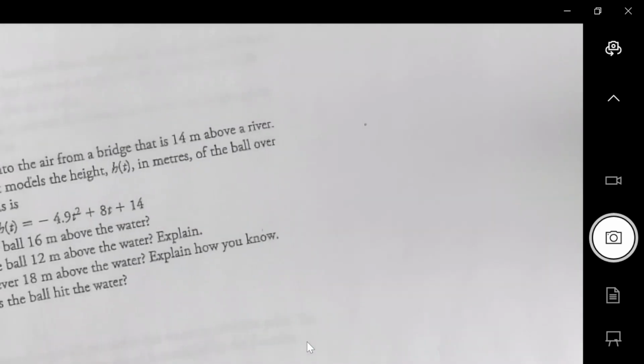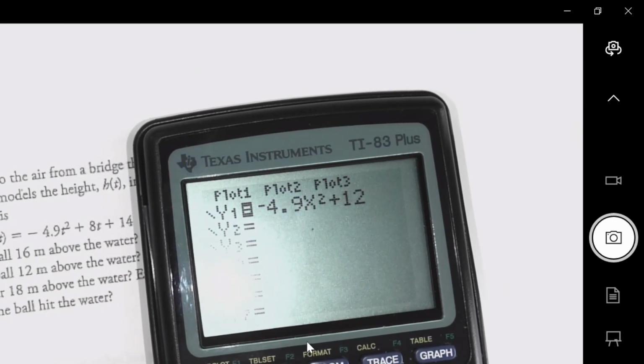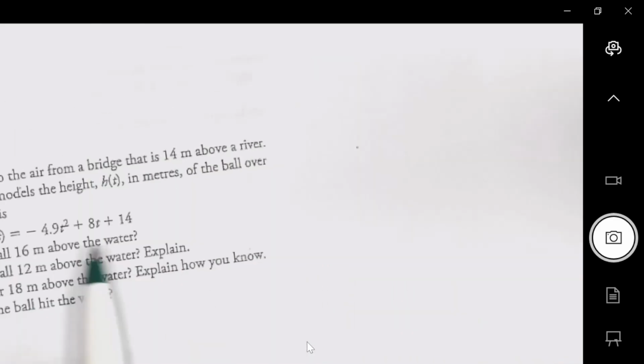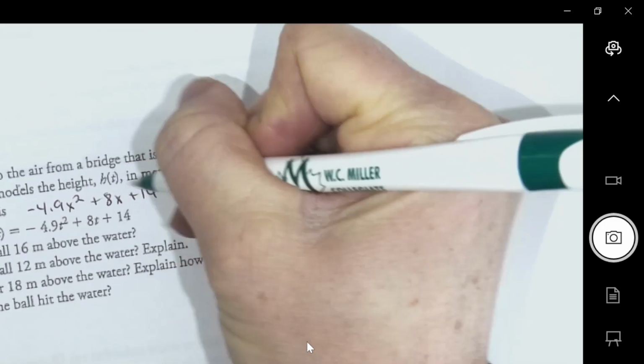Okay, number 2, we're going to do that one. We have a ball that's getting thrown from a bridge. So you're standing on a bridge throwing a ball. Okay, let's graph it. We're just going to go right into our calculator. So go y equals. Can we use an x as the t? Oh, yes, you have to. Just understand that in life it's a t, but in the calculator it's an x.